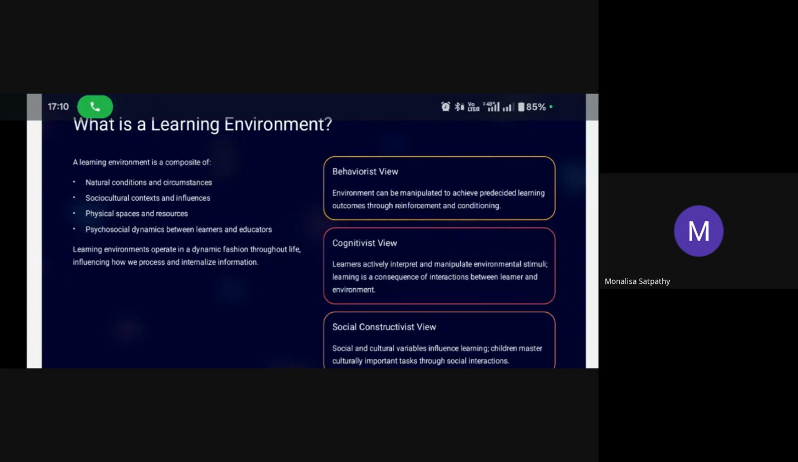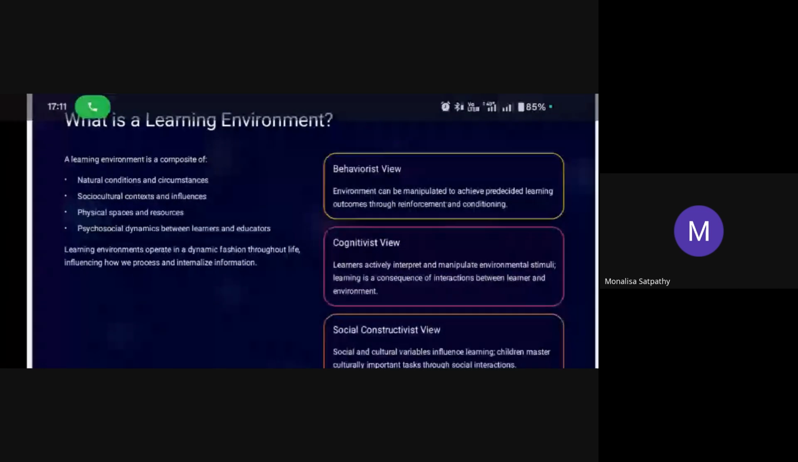Physical spaces mean our schools, colleges, universities, and resources, that means from where we learn, those resources are also a part of the learning environment. And also some psychological dynamics between the learners and the educator. That is also one part of the learning environment. That means how student and teacher interact with each other, how they exchange information and share knowledge. So these are the different parts: first, natural conditions; second, socio-cultural context; third, physical spaces or resources; and fourth, psychological dynamics, and it has a deep impact on the process of learning.